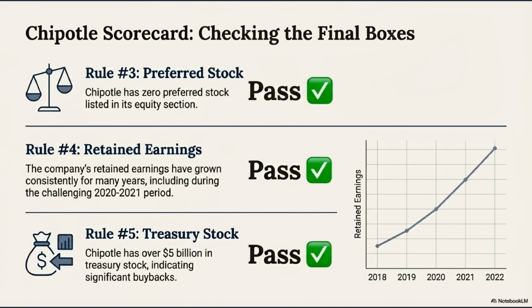Now, let's make this real. Here's where it gets really interesting. We're going to apply these simple rules to a massive real-world company, Chipotle Mexican Grill, ticker symbol CMG. This is the vital step. It shows you how quickly you can screen a company just by looking at the high-level figures. Let's start with the easy passes.